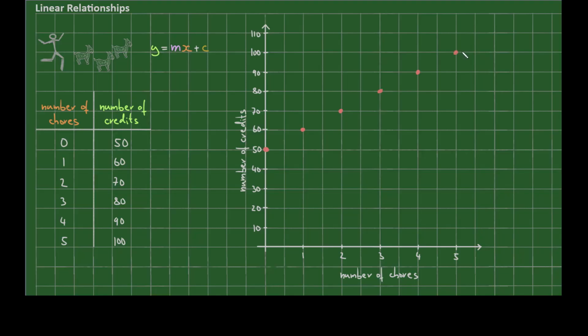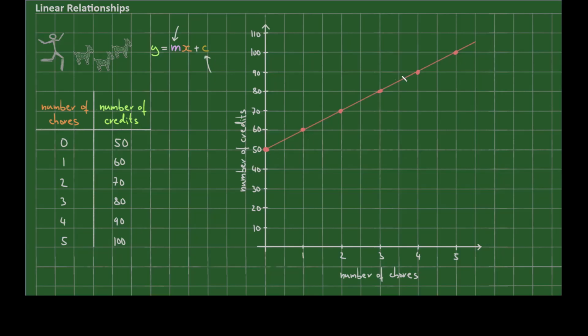Now that I have my points, I can connect them with a line. Lo and behold, I have ended up with a straight line, which means the relationship between number of chores and the number of credits I receive is a linear relationship. It turns out that each straight line can be described by an equation, and the general equation for any straight line is this y equals mx plus c. The two variables that are of particular interest to us are this m, the gradient, and the c, the y-intercept.